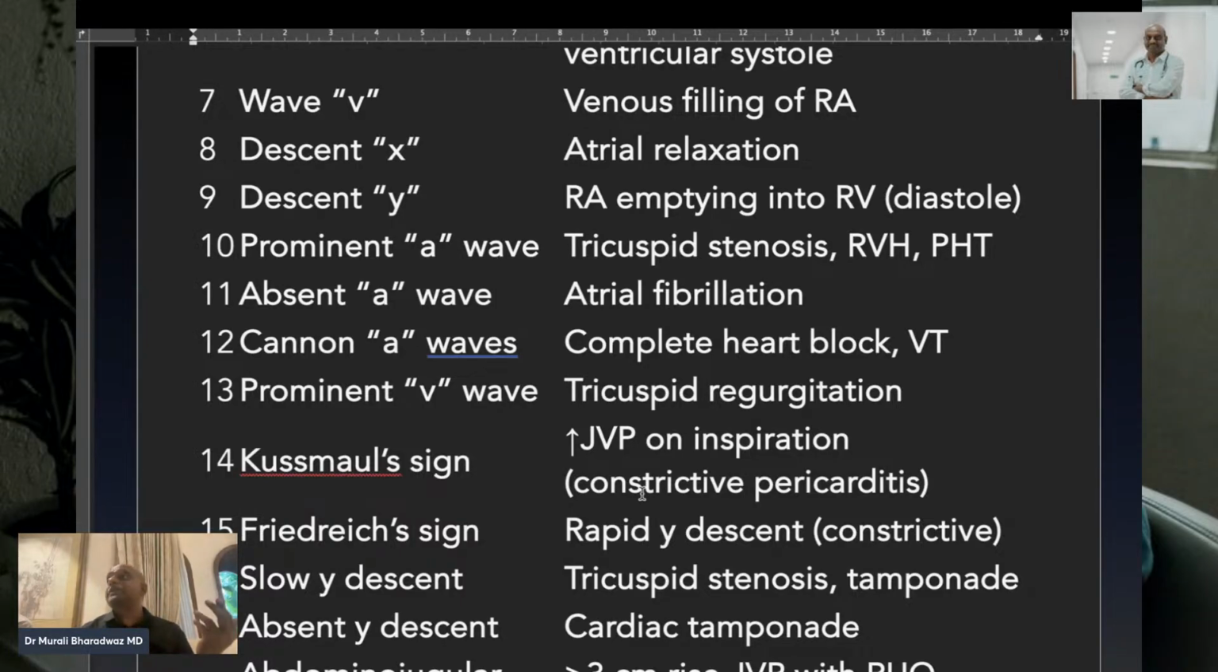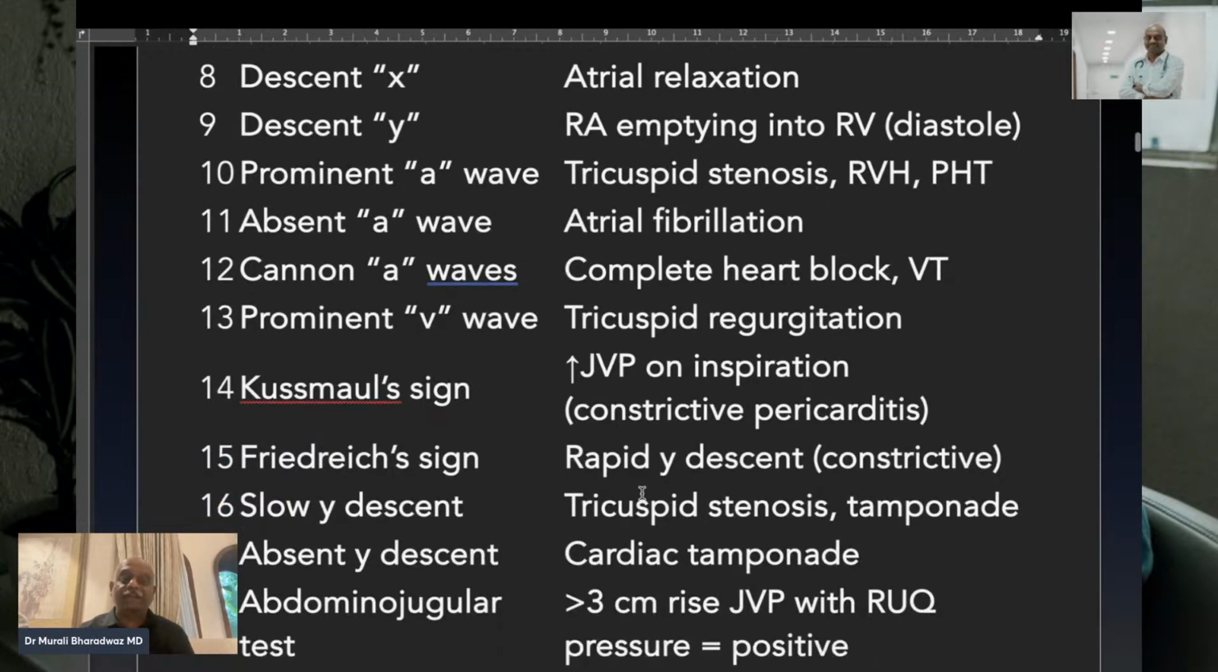Then what is Kussmaul sign? Whenever there is a constrictive pericarditis, then the atria won't get filled. And normally during inspiration, the great veins drain into the atria and they collapse. Here they won't collapse. So non-collapse of the jugular veins during inspiration is called Kussmaul sign positivity.